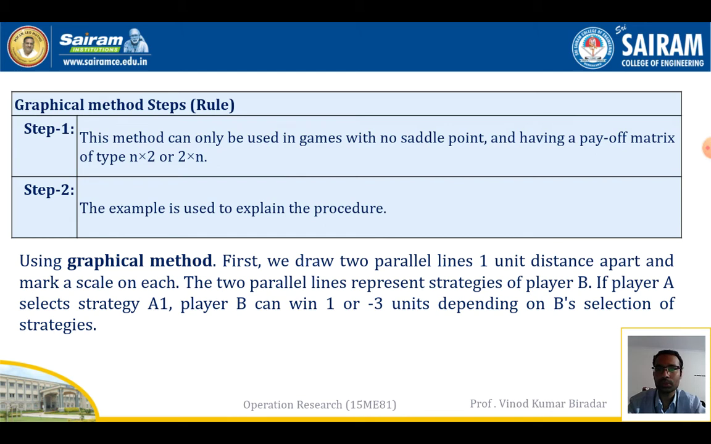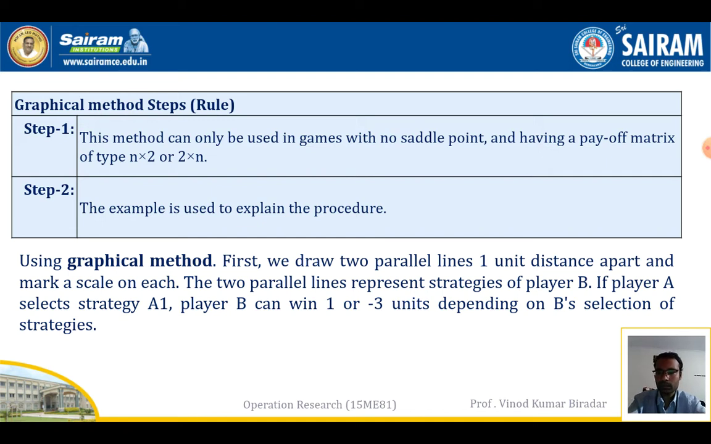where n into 2 means n rows and 2 columns, and 2 into n means 2 rows and n columns. That depends upon the given problem. Otherwise, you have to solve by the method called the dominance method. I have taken one example for the same kind of problem, which I'm going to solve in the next slide.